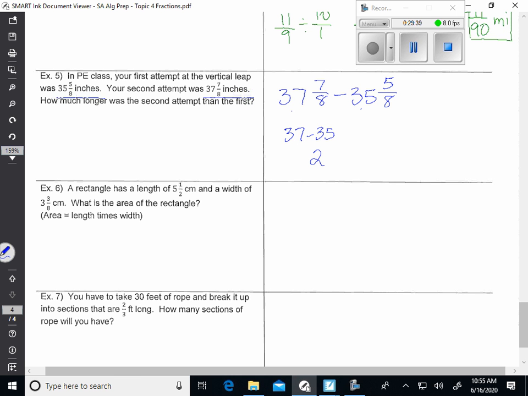Now we work with the fractions. 7/8 minus 5/8 is 2/8. So the subtraction worked out very, very nicely. But 2 over 8 can be reduced. Divide the top and the bottom by 2. So your final answer is 2 1/4 inches.